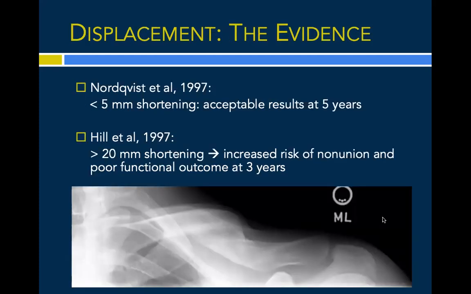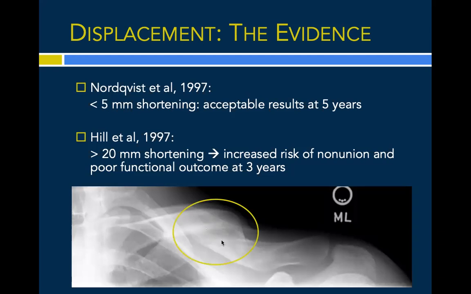When we talk about displacement, why do we use these numbers? There was a study in '97 where they showed that less than 5 millimeters of shortening was totally fine. And another study in '97, research goes in waves, where greater than 2 centimeters of shortening, they were at higher risk for non-union and poor functional outcomes at 3 years. So this is, again, because this concept of 2 centimeters of shortening of the arm becomes clinically significant.